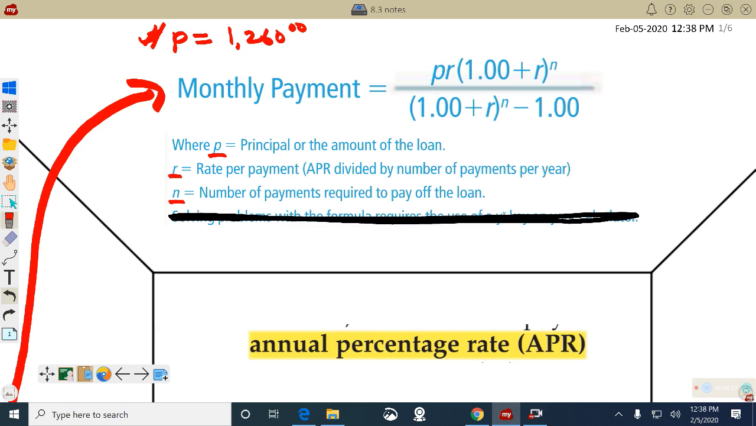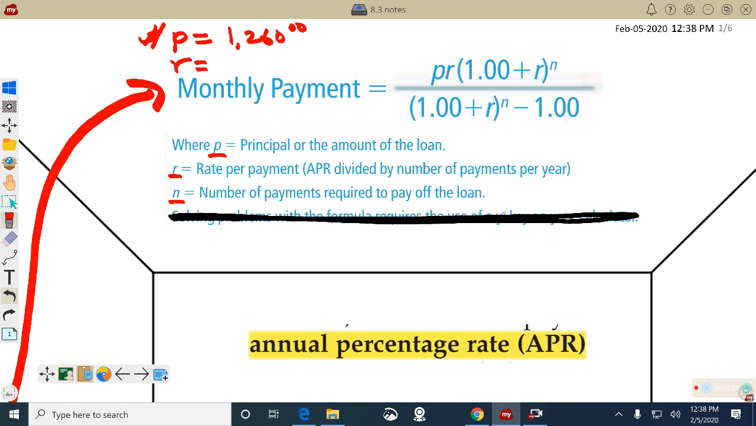Well, that's what we're finding out in a little while. Right now, we're finding the monthly payment first, because the total amount repaid involves the monthly payment in it. So we have to first find the monthly payment. So right now, put P equals 1260. How about the next variable, R? The rate was what? What's the interest rate according to that word problem? What does it say? 10%.